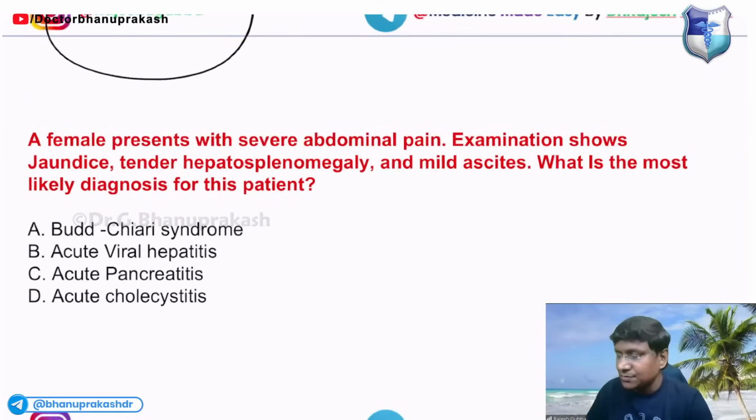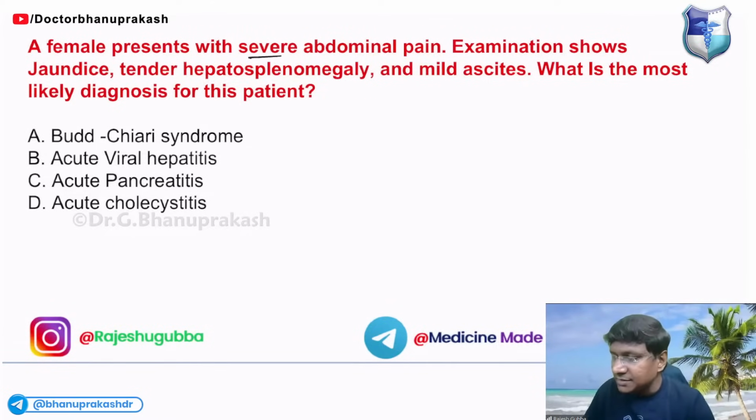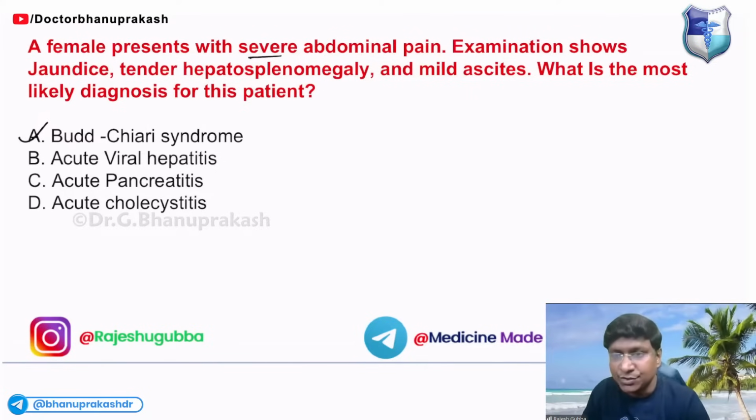Okay. Now, coming to the clinical scenario, a female presents with severe abdominal pain. Examination shows jaundice, tender hepatomegaly, and mild ascites. What is the most likely diagnosis in this patient? Right. So it is Budd-Chiari syndrome.